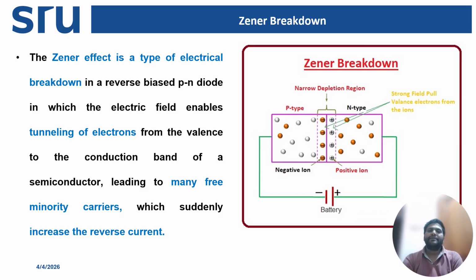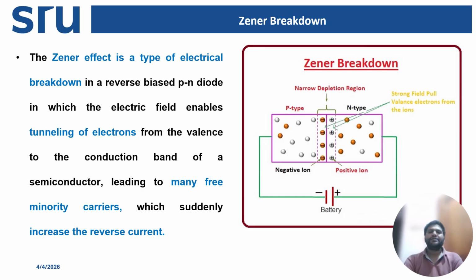So the ions inside the depletion region: on the p side we have negative ions, and on the n side we have positive ions, which is clearly represented in this picture. The ions create a strong electric field, and as the reverse voltage increases, this electric field becomes stronger and stronger. A stronger electric field will pull valence electrons from the atoms. This is the main mechanism of Zener breakdown.